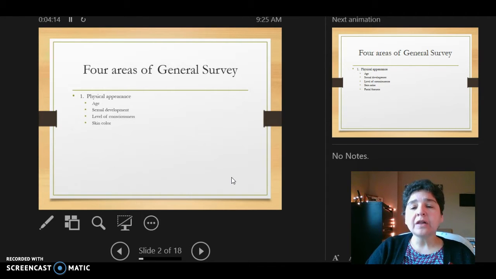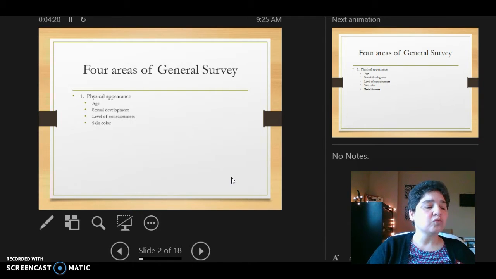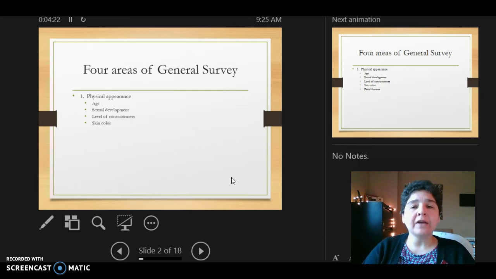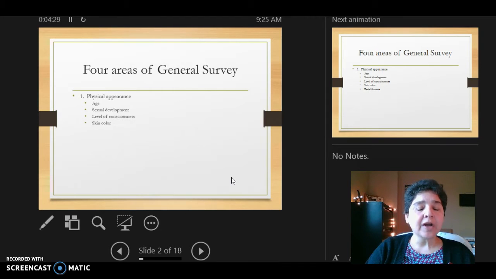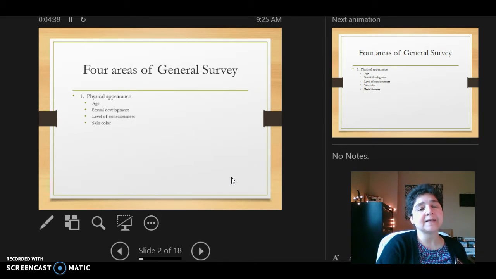Next is their skin color. So we want to describe their skin color. Now, I don't want you to say white. I want you to describe that white. Is it ivory? Is it with pink undertones? If they're African American, is it like a light brown? Is it a dark brown? But be able to describe the color of that skin a little bit more.